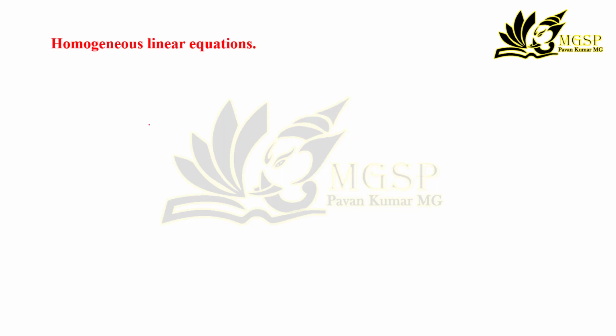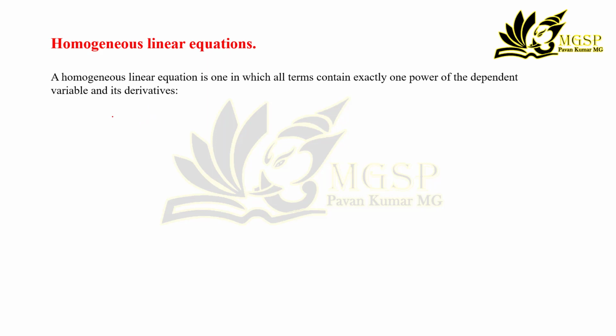Homogeneous linear equation. A homogeneous linear equation is one in which all terms contain exactly one power, meaning the power is one, of the dependent variable. In the previous video also I mentioned what a linear equation is, so you can check there once again.